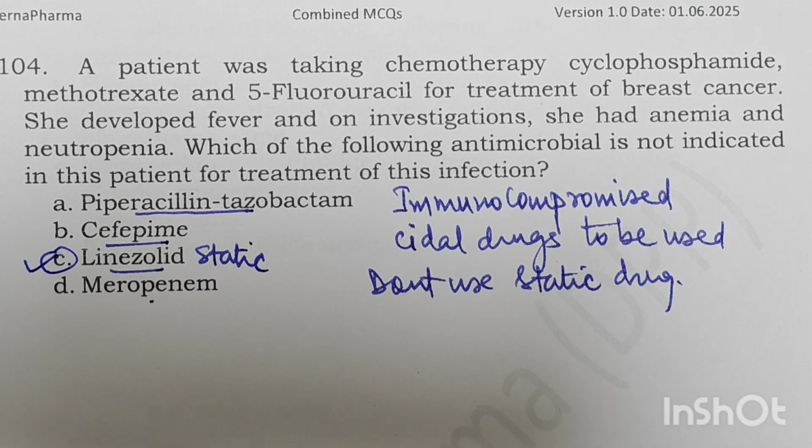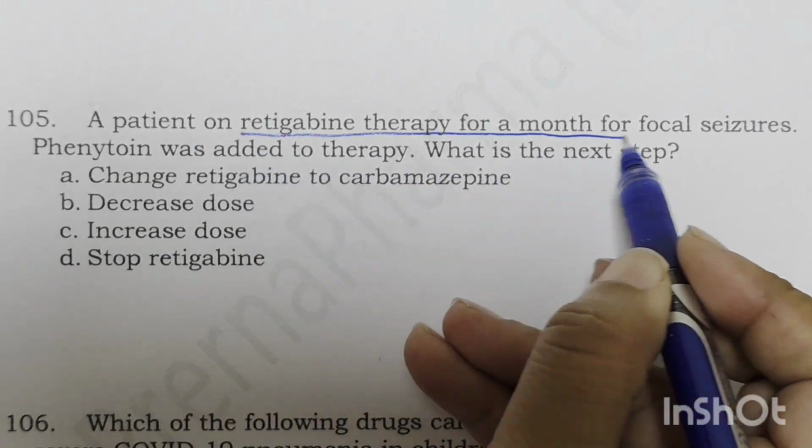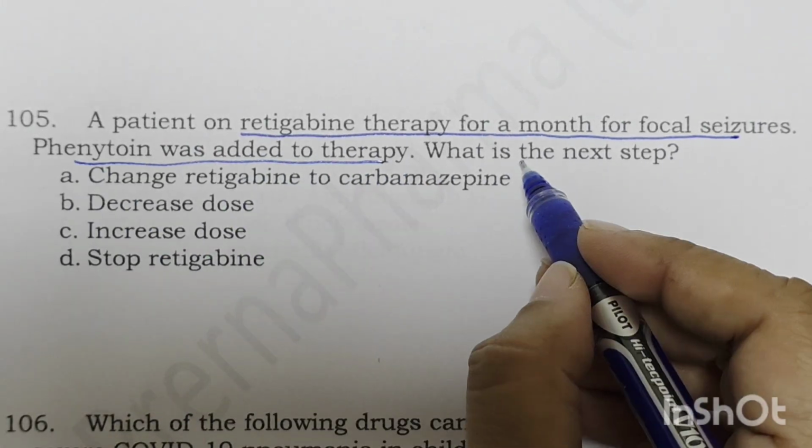So the answer here is linezolid, not to be used in this case. A patient on retigabine therapy for a month for focal seizures. Now phenytoin is added to the therapy. What is the next step?